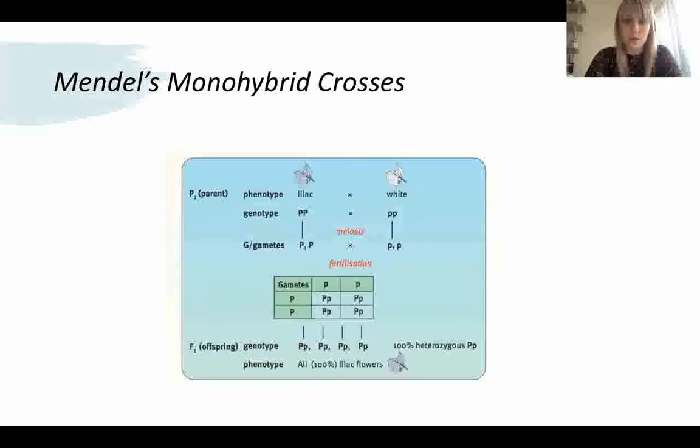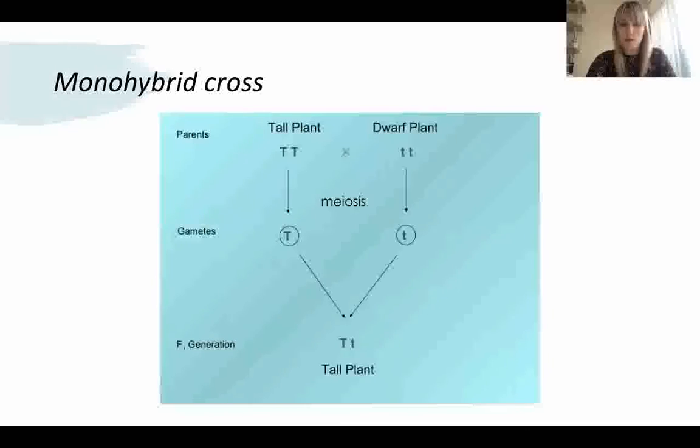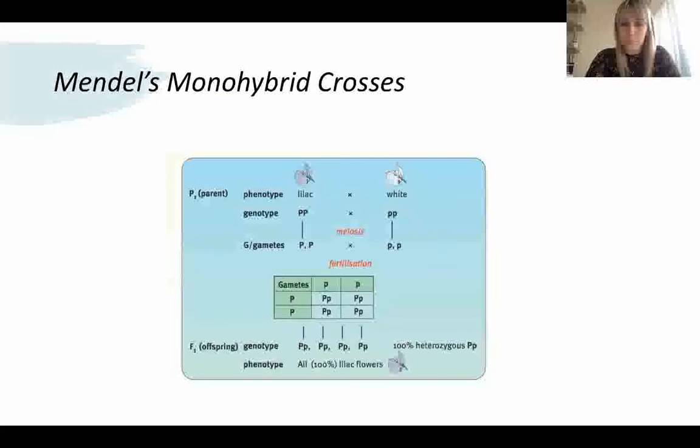Possible gametes, 2 capital P's from the lilac, 2 small p's from the white. Meiosis occurs, then fertilization occurs. You have your Punnett square, or you don't have to put it there. You can do it like we've done here. You can already know there's only one type of combination that can happen from a capital P and a small p, which is capital P, small p.